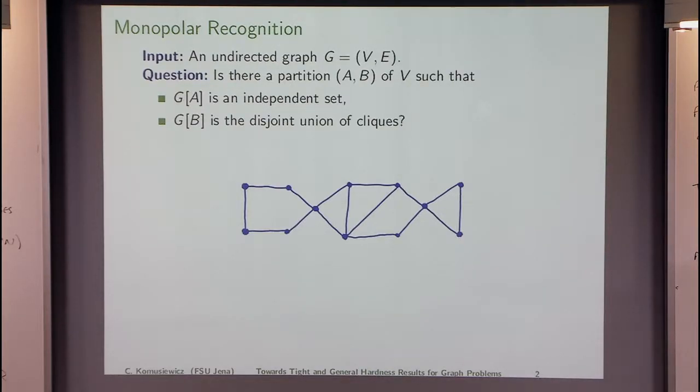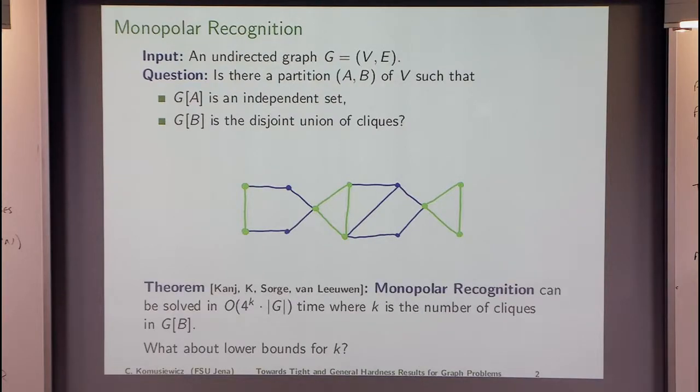So in this example graph you can do it, right? The green part, these guys will be in B and they induce a disjoint union of cliques. And the blue part is an independent set. Okay, so when we studied this mainly from an algorithmic point of view, this is an NP-hard problem as we will discuss soon.